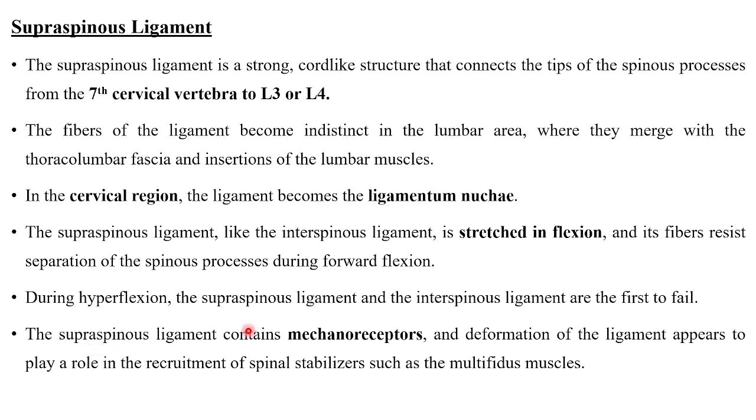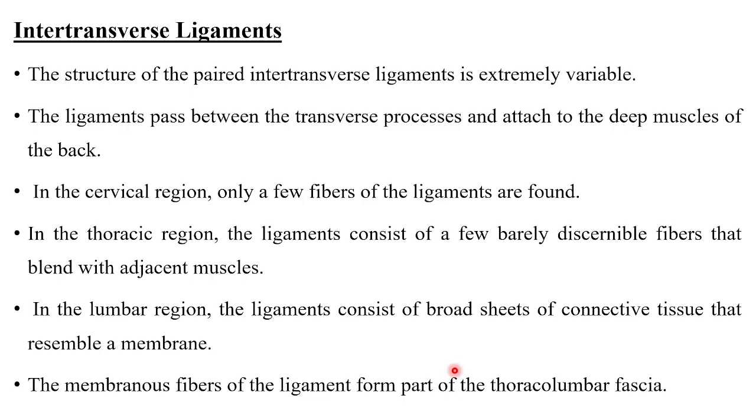The supraspinous ligament contains mechanoreceptors, and deformation of this ligament appears to play a role in the recruitment of spinal stabilizers such as multifidus muscles. Next ligament is your intertransverse ligaments. That means the ligament that gets attached in between the transverse processes, from one transverse process to another transverse process.